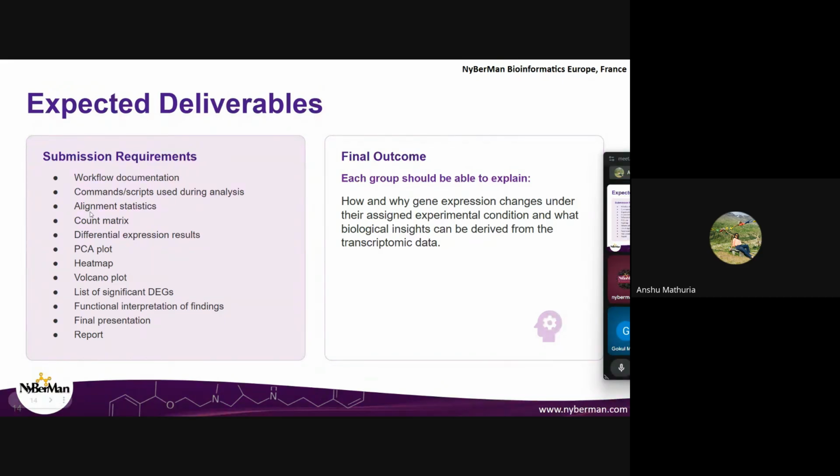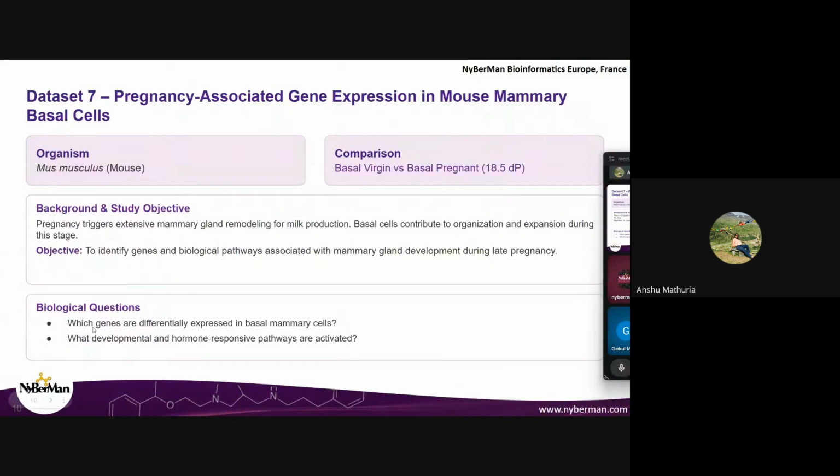And in the end, what I'm going to ask in the presentation is that each group should be able to explain how and why the gene expression is changing. So basically, whatever I have mentioned under these biological questions, these questions need to be addressed after you perform your analysis. For each and every group I have mentioned certain biological questions, so that needs to be properly explained.